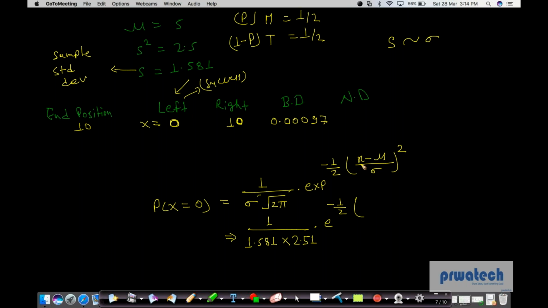What is the value of this x? This x is 0. You're checking for this left. This x is 0 minus the mean. Mean is 5. And standard deviation is 1.581 squared. You can solve this part first, you can solve them part-wise. So solve this part first, part 1.